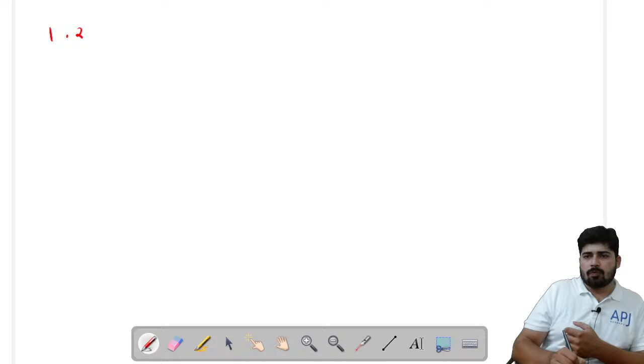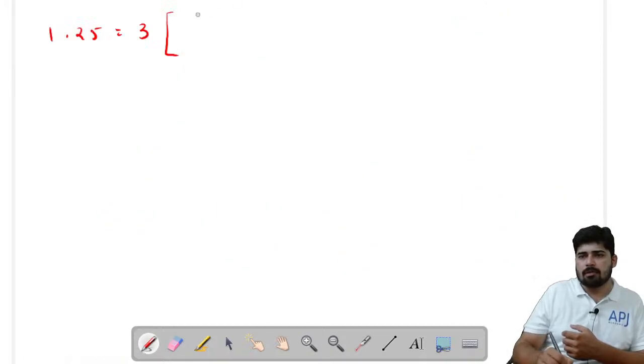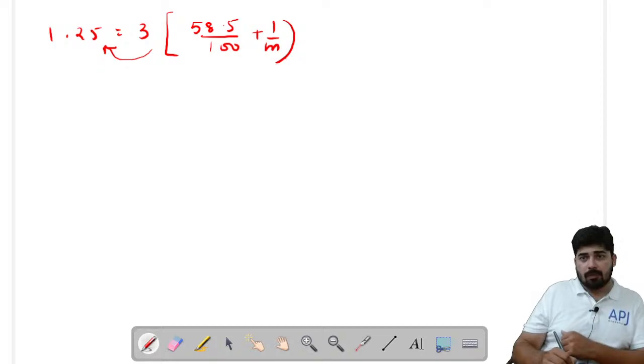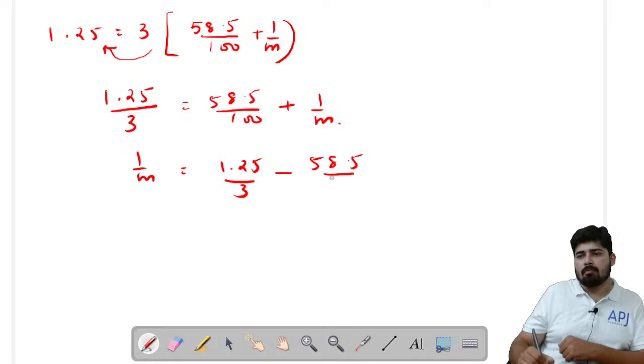So 1.25 equals 3 into 58.5 by 100 plus 1 by molality. So I'll take this 3 to the LHS. So it will become 1.25 by 3 equals 58.5 by 100 plus 1 by m. So 1 by m is equal to 1.25 by 3 minus 58.5 by 100.